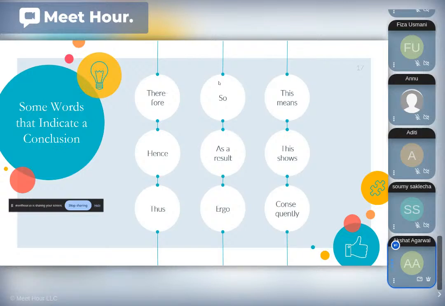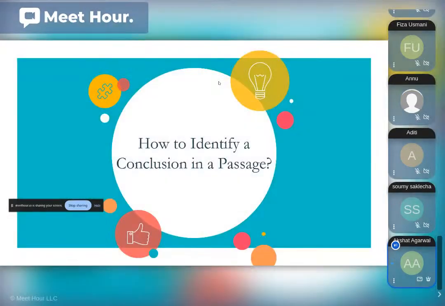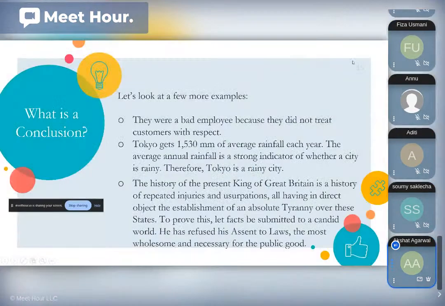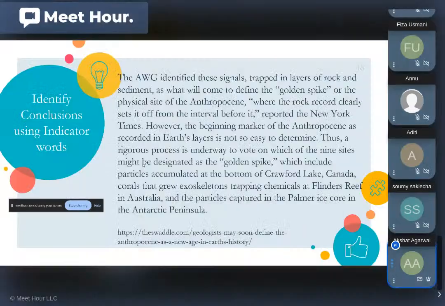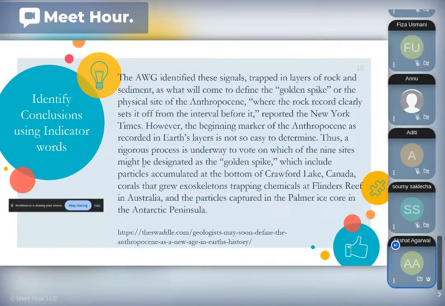Thus, this is happening in the country, right? So even in these previous examples, the Tokyo example, there's a clear use of the word therefore. Therefore, Tokyo is a rainy city. Okay, so these things, right? You can take a screenshot if you want. Okay, let's do a passage. Try to identify the conclusions of the author in this passage with the help of the indicator words which I've told you.